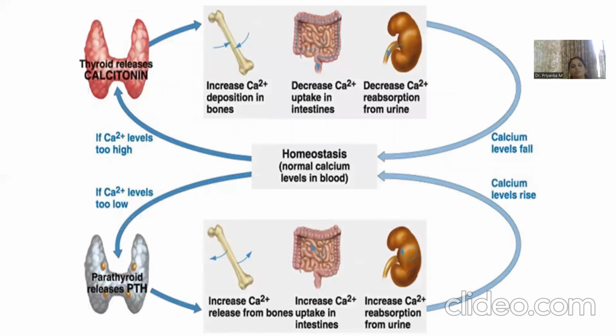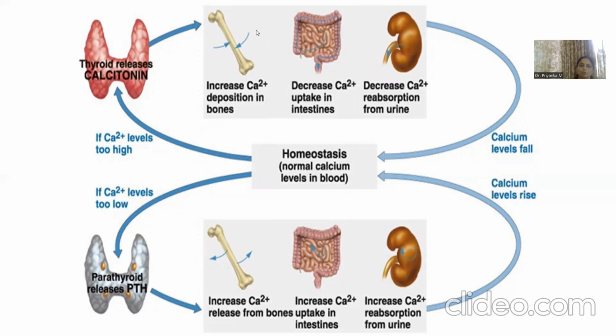Then the same thing, let me explain it in a diagrammatic way, a diagrammatic representation of this homeostasis. As we know, if the calcium levels are too high, as you can see here, then who should come into action? Calcitonin. What is the role of calcitonin? It should bring down the calcium level. How? By acting on bone, intestine, as well as kidney.